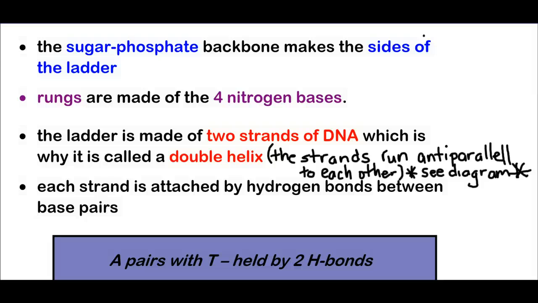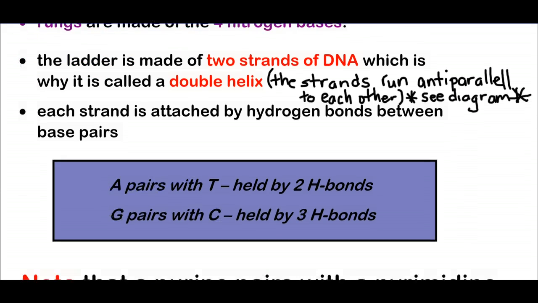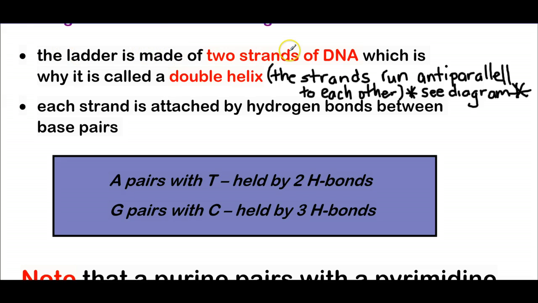Okay, so just to recap, here's sort of a summary. The sugar phosphate backbone makes up the sides of the ladder. The rungs are made of 4 nitrogenous bases. The ladder itself is made of 2 strands of DNA, which is why it's called a double helix. Now, the strands of each side of the ladder run anti-parallel. So this is an important term to make a note of as well. And we're going to look at some examples of this.